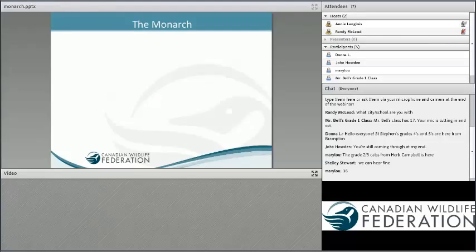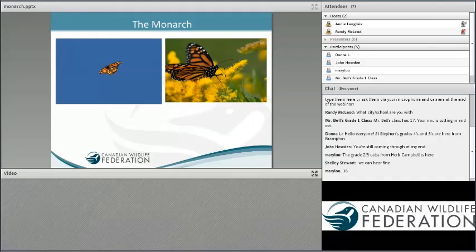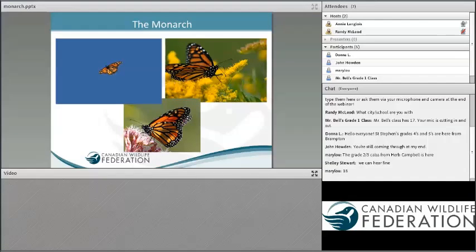So, the Monarch. You've probably seen monarchs around. They're pretty recognizable. Here are a few images. They're probably the most recognizable insect that we have here in Canada, so we'll get to know it a bit better today.